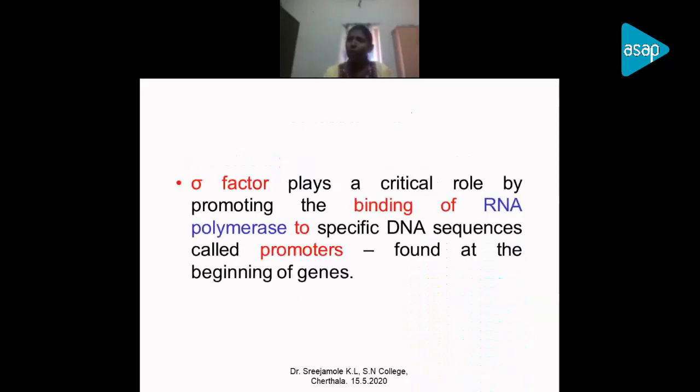So, what is the importance of this dissociable subunit called sigma? Sigma factor has a critical role in promoting the binding of the RNA polymerase to the promoter. Sigma factor is the only factor that actually recognizes the promoter sequence on the prokaryotic promoter, and it helps the RNA polymerase to bind to the promoter. So these are the main functions of the sigma factor.